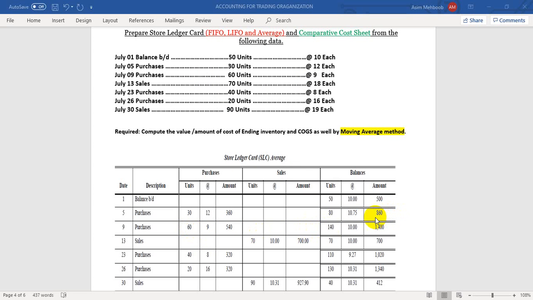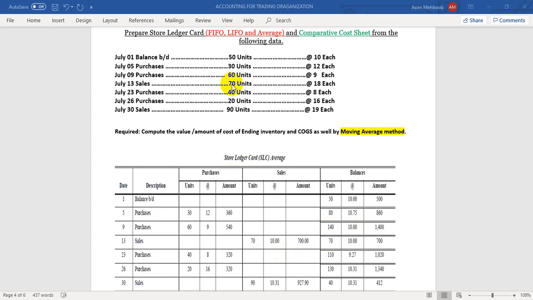And the total cost of 80 units was 860. And now the total amount for 60 units is 540. So 860 plus 540 becomes 1400. So this is the total cost, this is the total units. What are you going to do? Total cost divided by 140 total units, this will give you the per unit cost, that is 10.